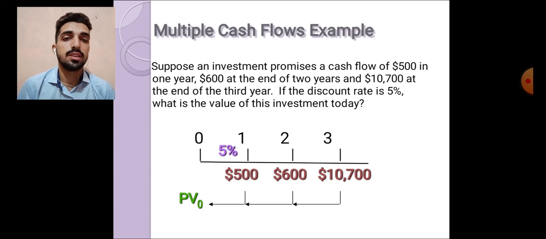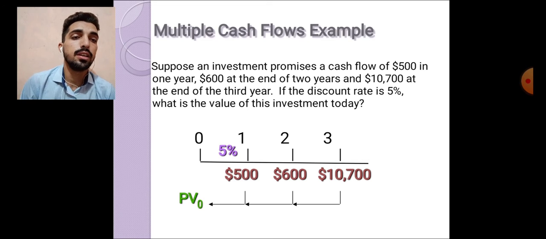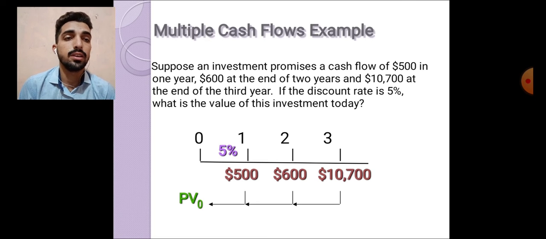Multiple cash flow example. Suppose an investment produces a cash flow of 500 in 1 year, 600 at the end of 2 years, and 700 at the end of the third year, and the discounting rate is 5%. What is the value of the investment today?